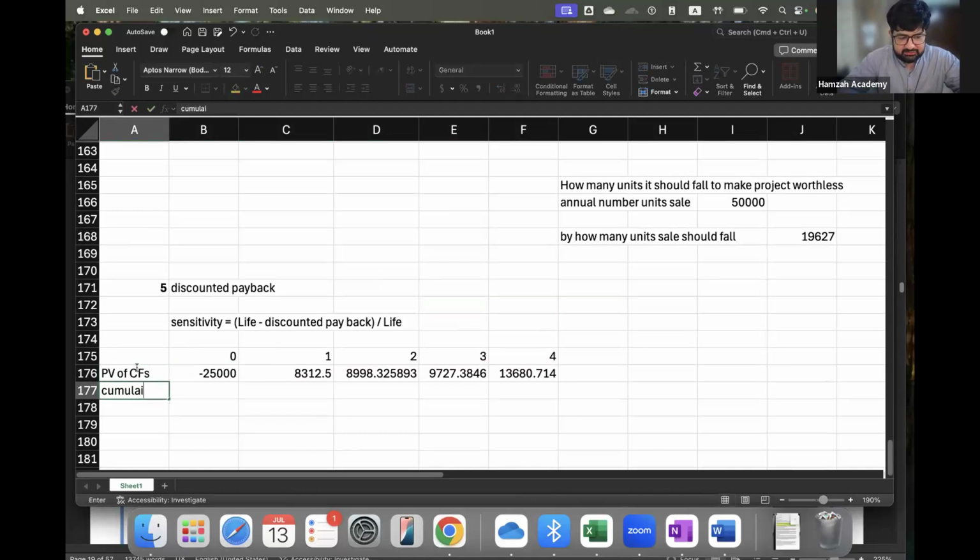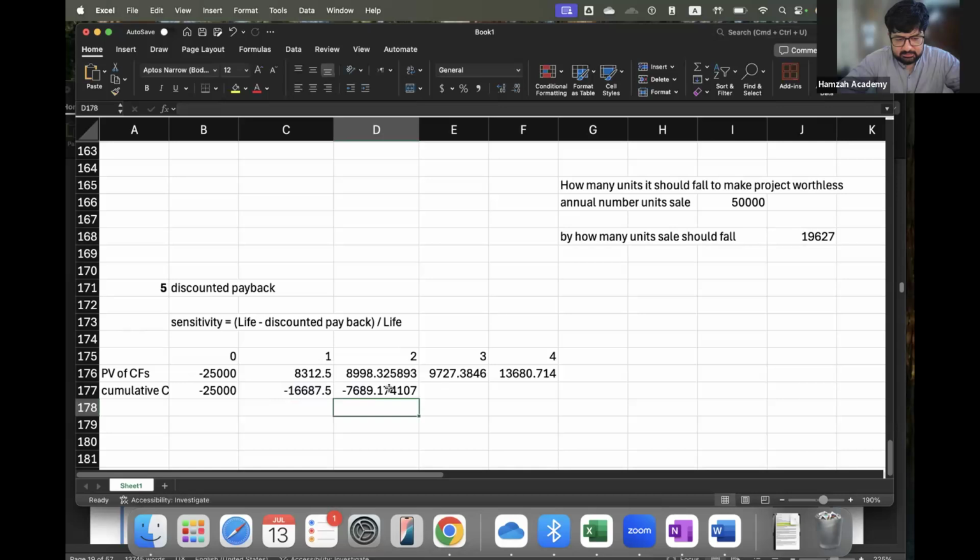So cumulative cash flow. This plus this. Plus this. So now, 2 years complete, and part of year 3. How much? 7689 divided by this. So 2.79 years is the discounted payback.